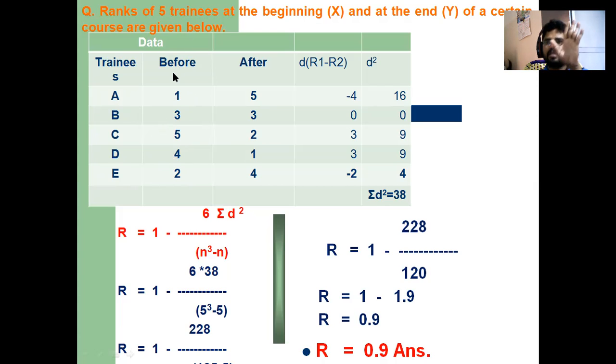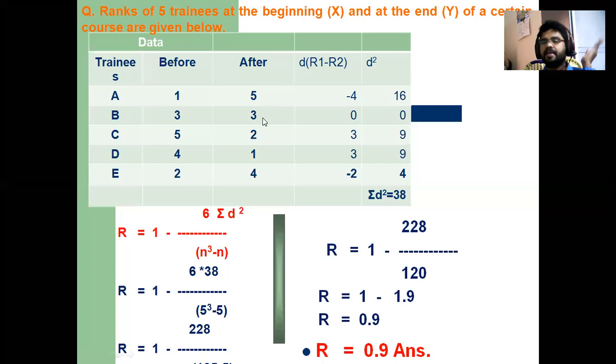After conducting the workshop, that is, after training, I conducted another exam. On the basis of their marks, I again gave ranks. For example, here D got the first rank, C the second rank, B the third rank, D the fourth rank, and A the fifth rank. I want to know: is there any relationship between before and after training?